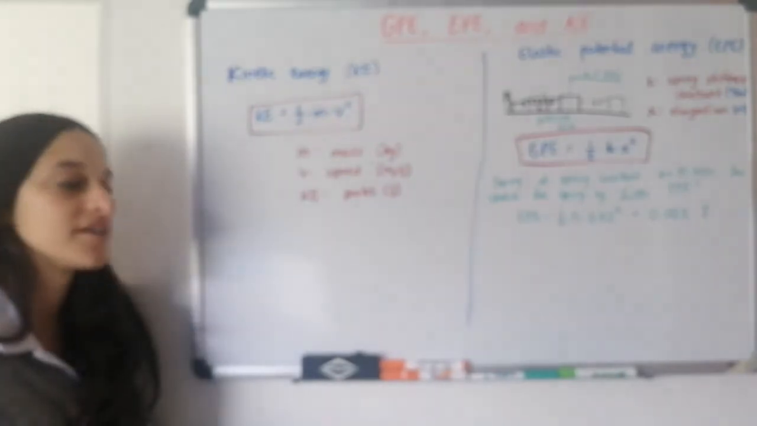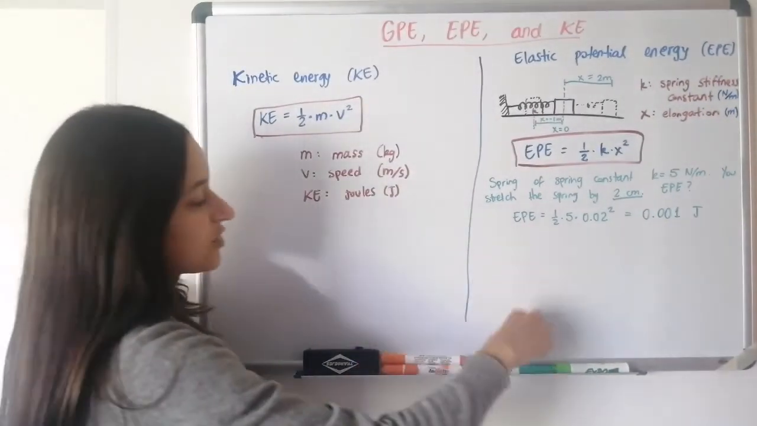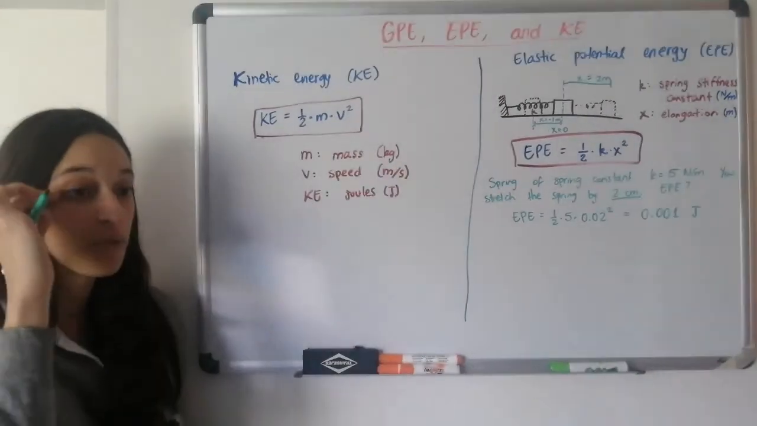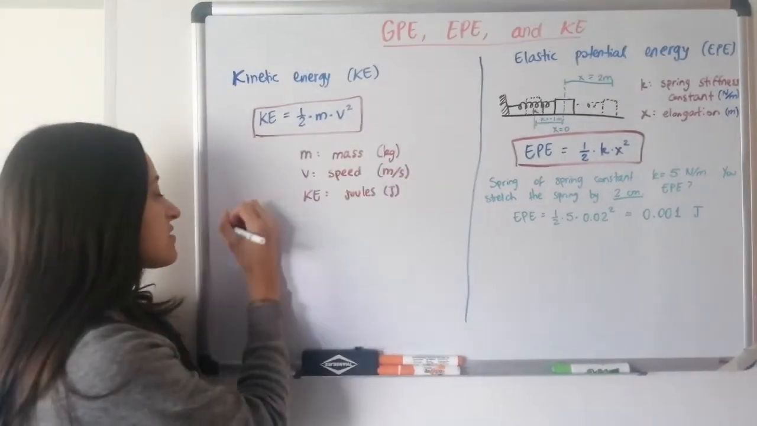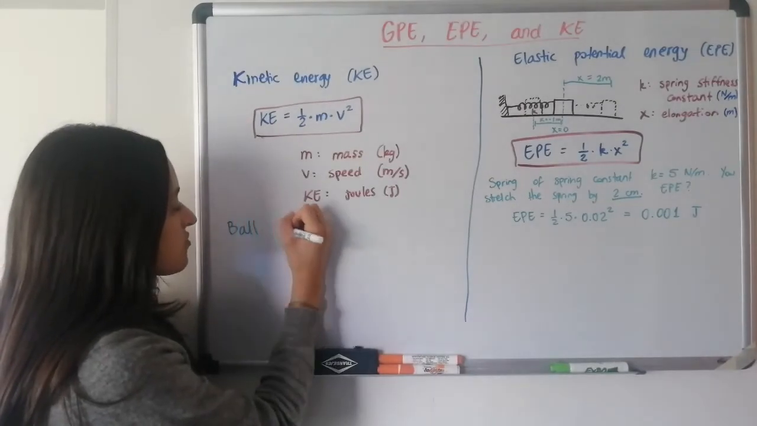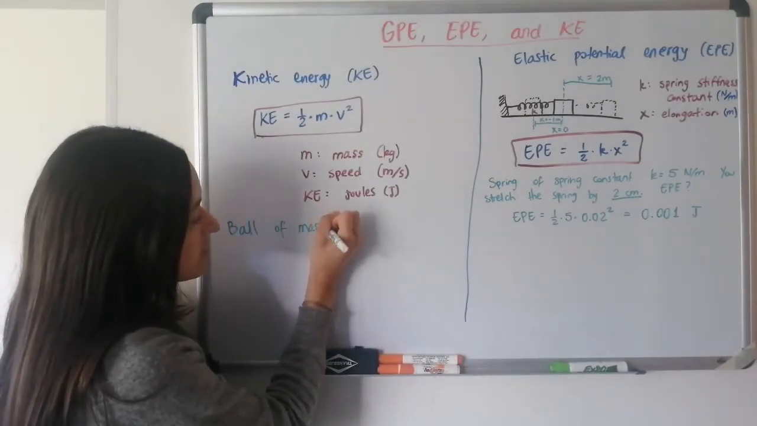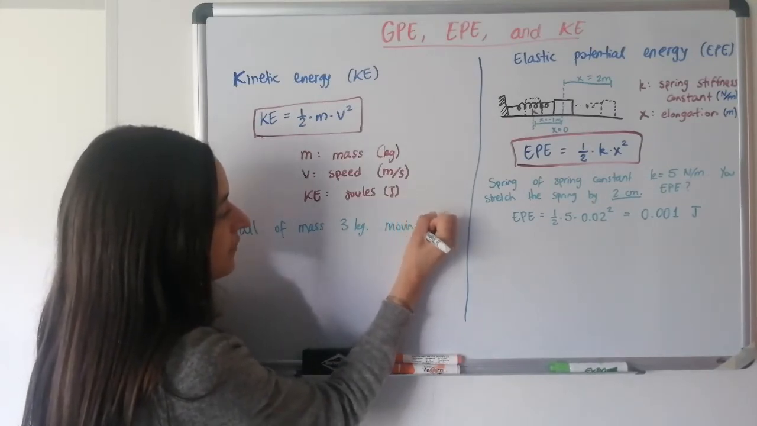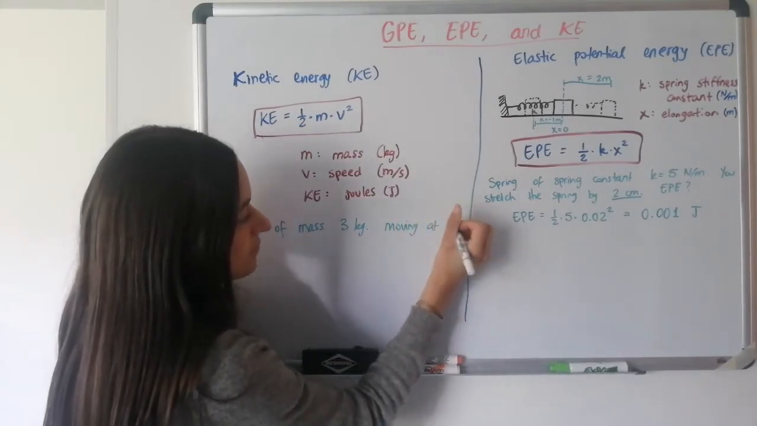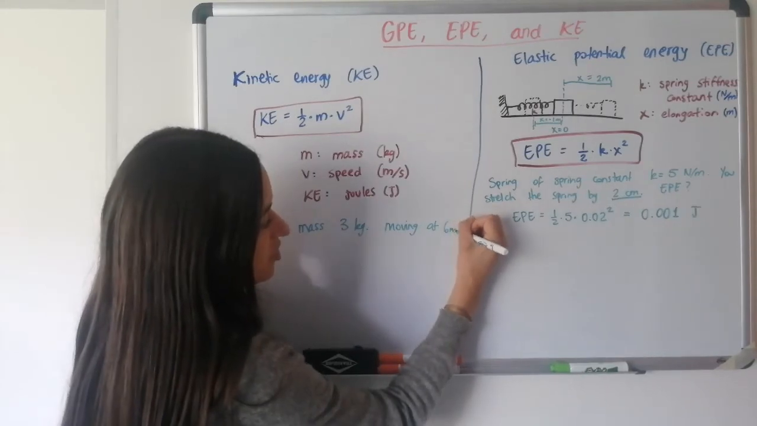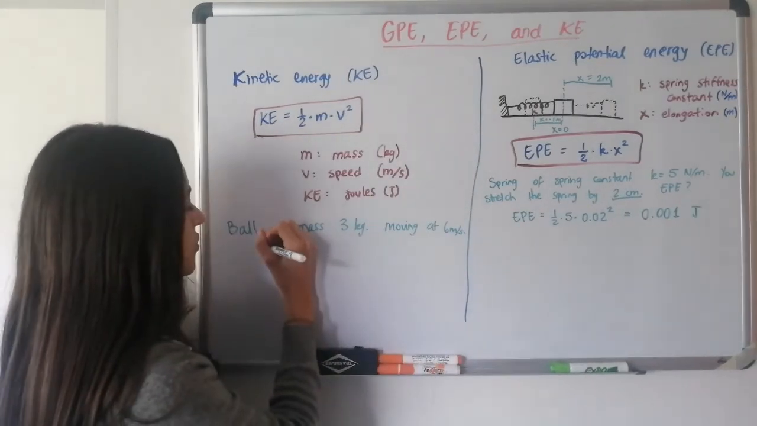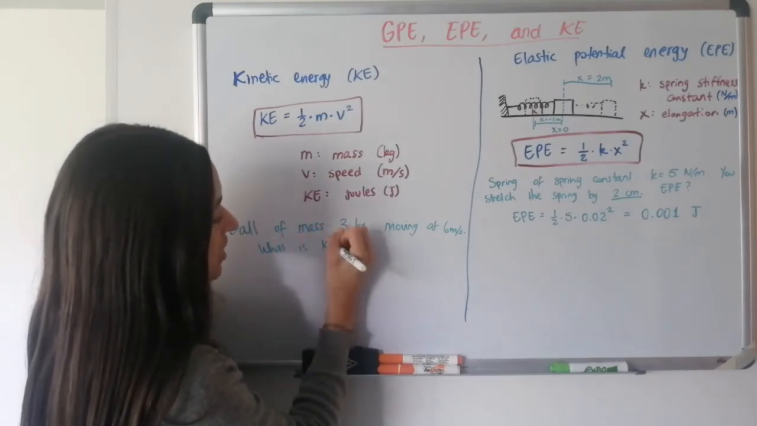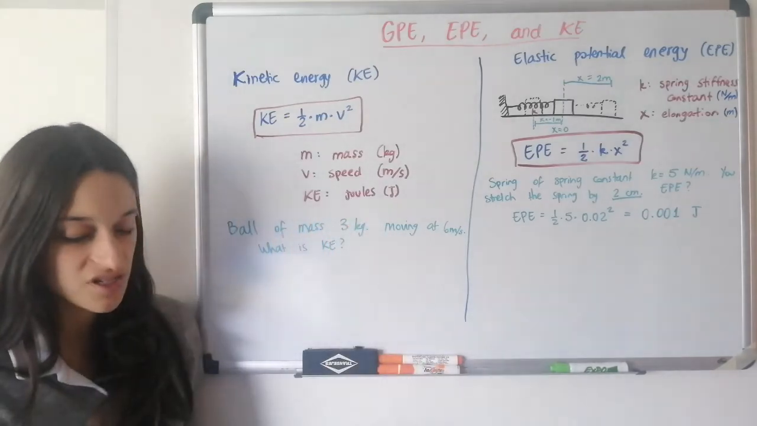Right? So we can try an example. It's going to be basically very similar to the previous example. So we have a ball of mass 3 kilograms. And it's moving at, let's say, 6 meters per second. What is its kinetic energy? How much kinetic energy or how much energy of motion does it have?